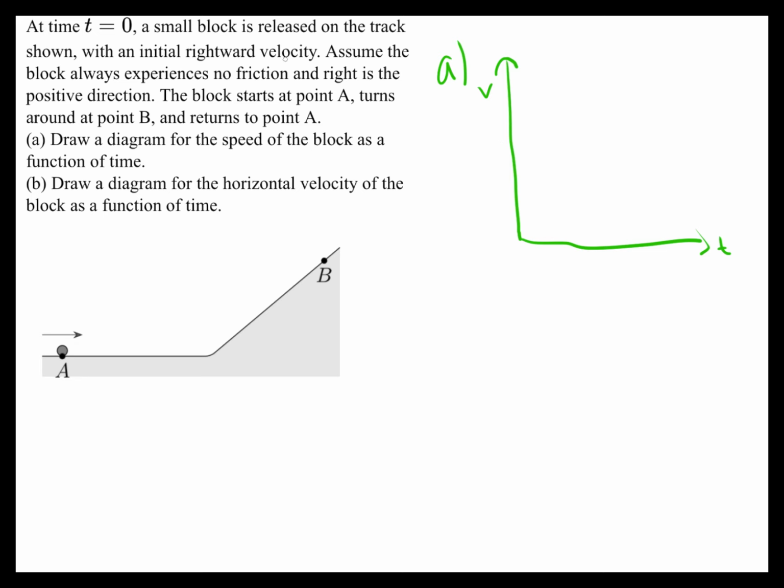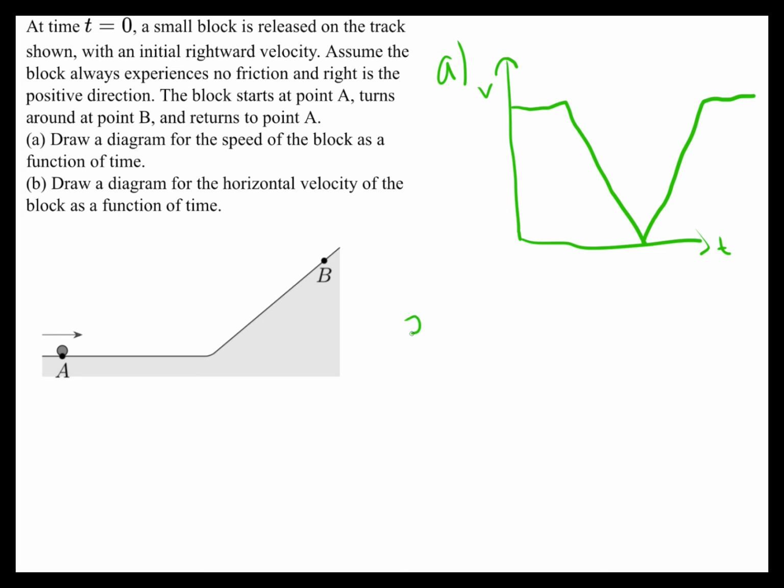So it starts pretty quickly. Initially the speed is high. And then as it starts going up the ramp, it starts losing its speed until it reaches 0. And then it turns around at the turning point B and comes back while its speed starts to increase again. And then it levels off at the original speed that it had at point A. So this is how the diagram for the speed might look as a function of time.